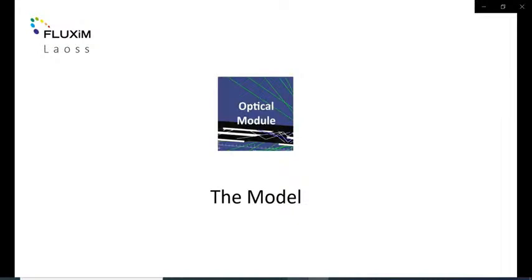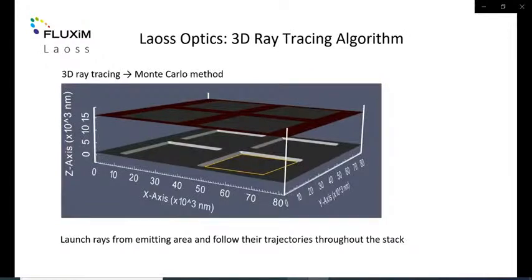The third module of LAOS is the optical module. Again, we will start with the model, the input and output quantities. LAOS Optics is a full 3D ray tracing algorithm which uses the Monte Carlo method. The idea is fairly simple. Some rays are launched from a specific area. The pixel is marked with a yellow rectangle.